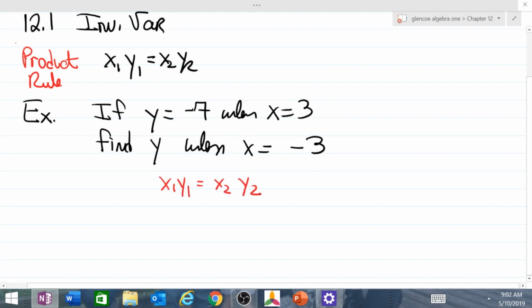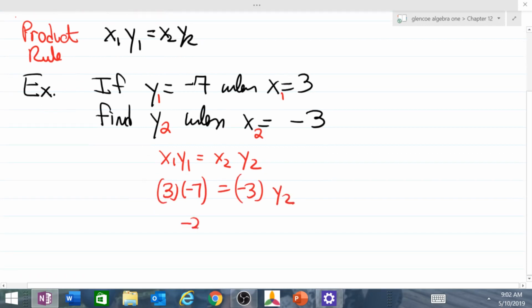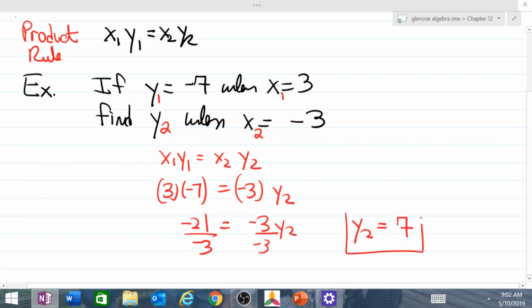I plug in 3 for x1, negative 7 for y1. I'm trying to find y2, and x2 is negative 3. So this becomes 3 times negative 7 equals negative 3 times y2. Negative 21 equals negative 3 times y2. Divide each side by negative 3, and the missing y is what, guys? Positive 7. So you have a couple of those on your test, okay?